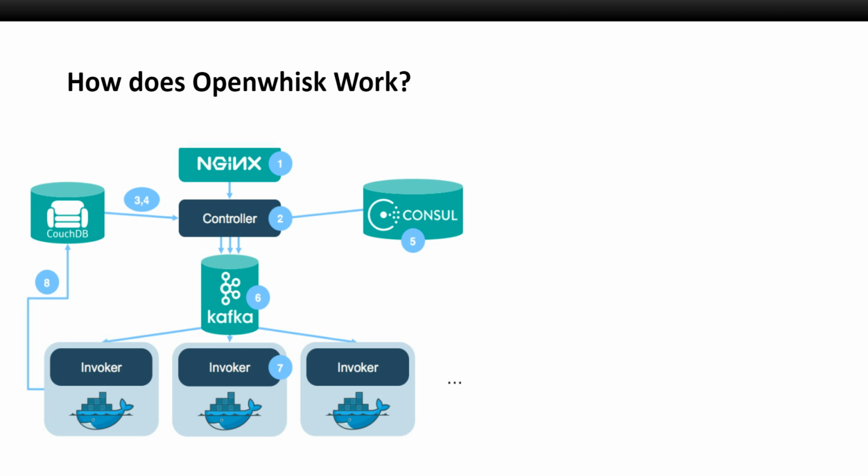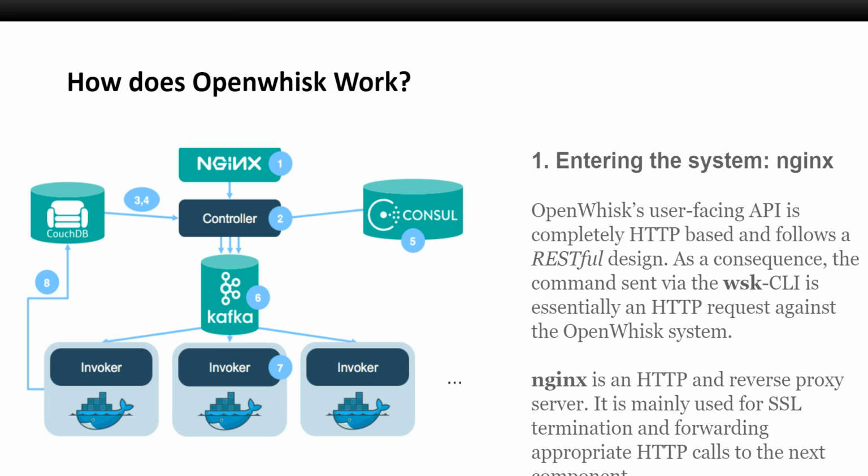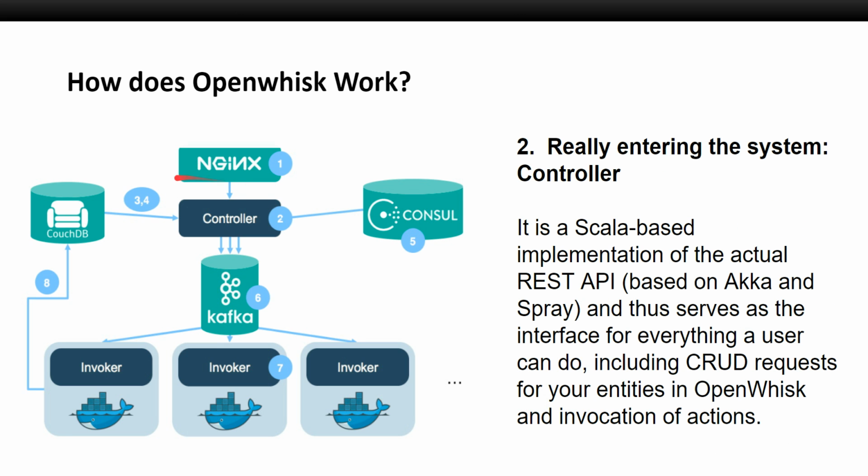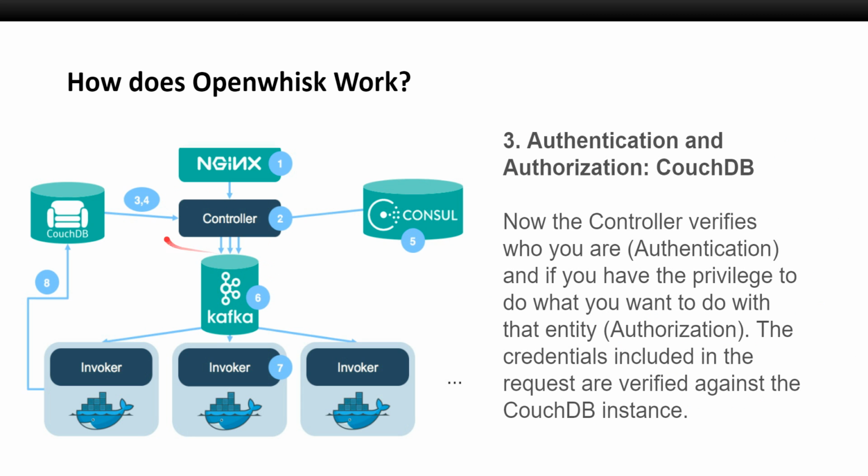How does OpenWhisk work exactly? All the commands that are submitted using the Whisk CLI against the OpenWhisk framework are nothing but simple HTTP requests that enter the Nginx reverse proxy server. These requests are then forwarded to the controller, which is implemented in Scala. This controller acts as the main interface responsible for all the actions the user can perform. The controller then authenticates and authorizes the user. It checks CouchDB to see if the user is present and if the user has the privileges to perform the actions that he's trying to achieve.